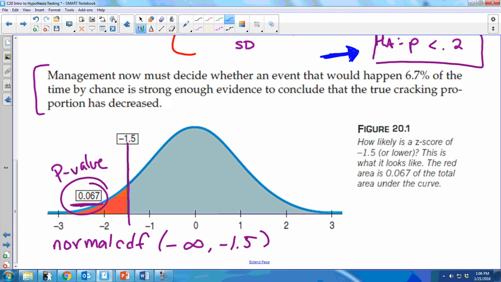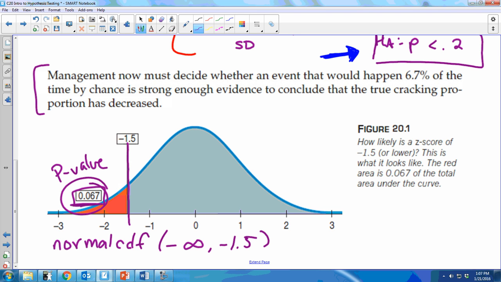Because it's less than. In our alternative, we said we wanted the population proportion to decrease. So I know the probability that it's that z-score or less. If it said greater than, we would have gone the opposite direction. If it said not equal to, we do something a little bit different, and I'll talk about that next week. So, normal CDF from negative infinity to negative 1.5 gives us this number. That's the probability. That's our p-value.